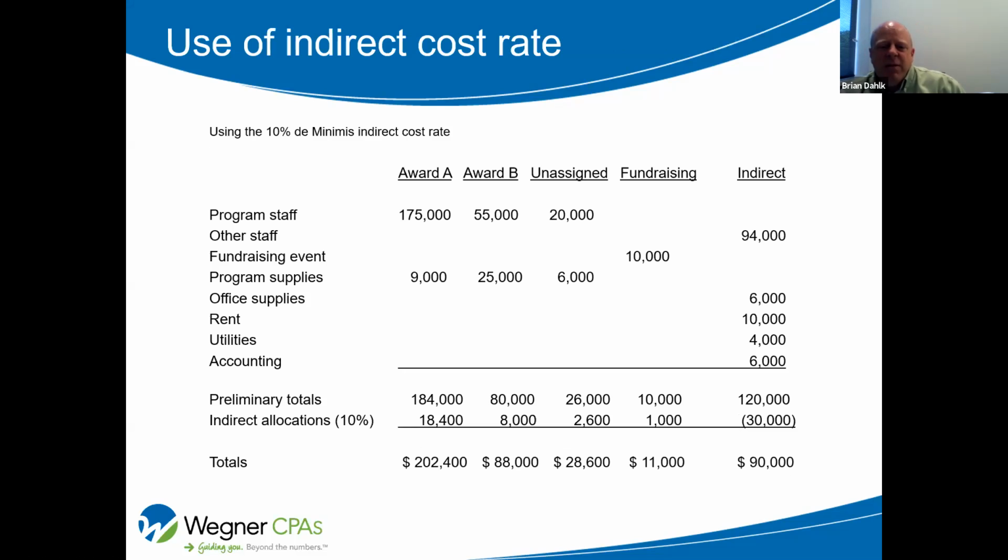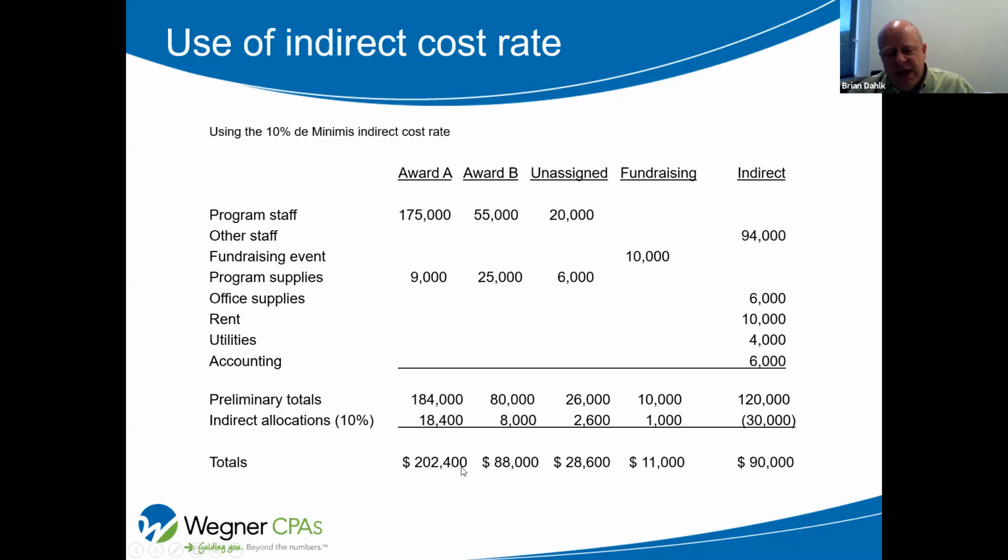Now let's say that same nonprofit just decided to use the de minimis 10% indirect cost rate and didn't want to take any of the other mathematical steps. So that's a very simple method. You just take the direct amounts and then you add 10% to those totals. And then you have the total amounts that are associated with the different awards and other functions.